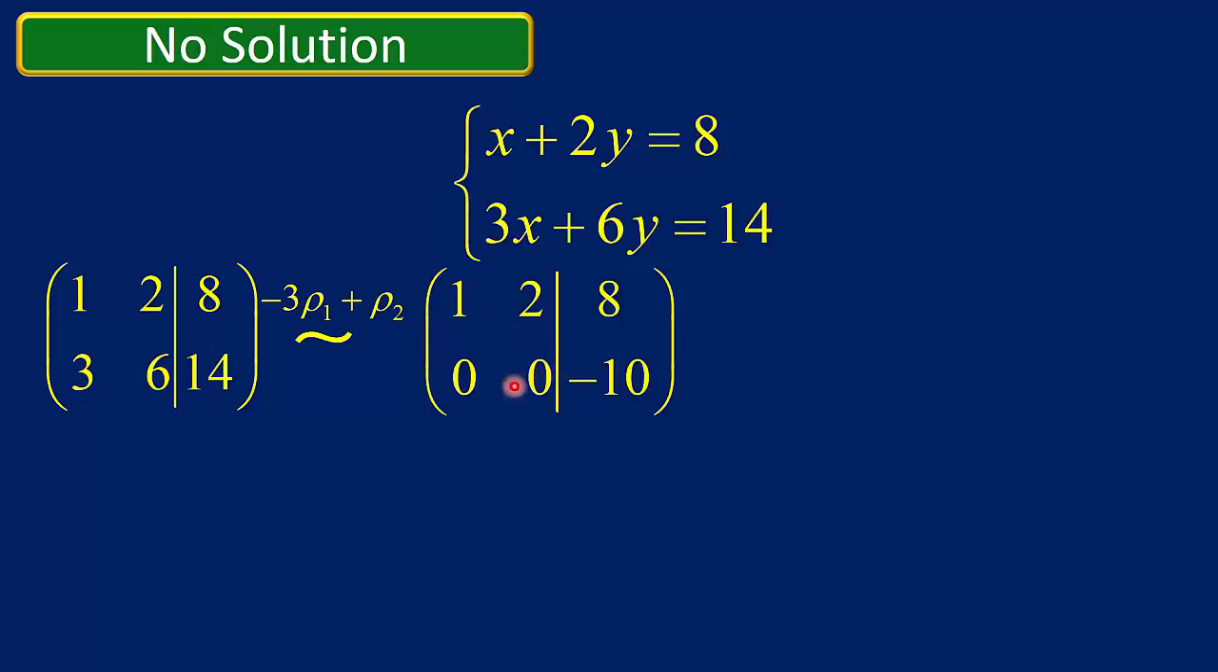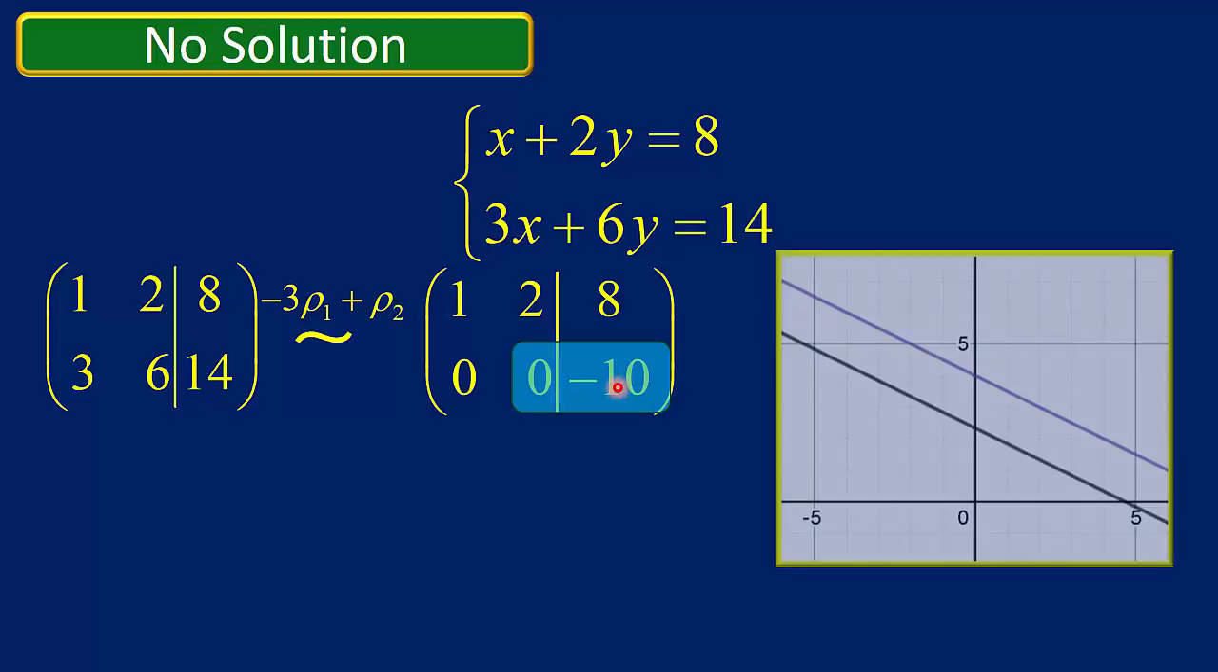So now look what happens. Up here is x plus 2y equals 8. But down here, 0 equals -10. Well, that doesn't make any sense. 0 is never going to equal -10. So what this indicates is our system has no solution. When you get some nonsense like that, you're thinking, this system has no solution.